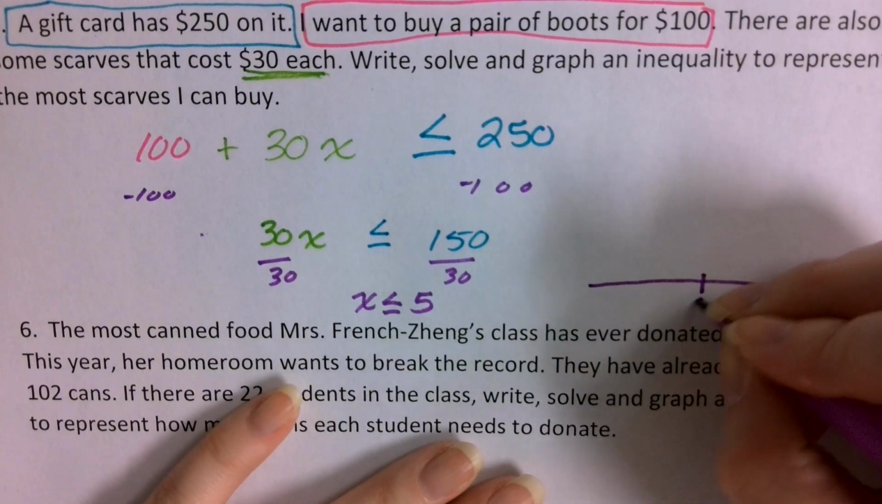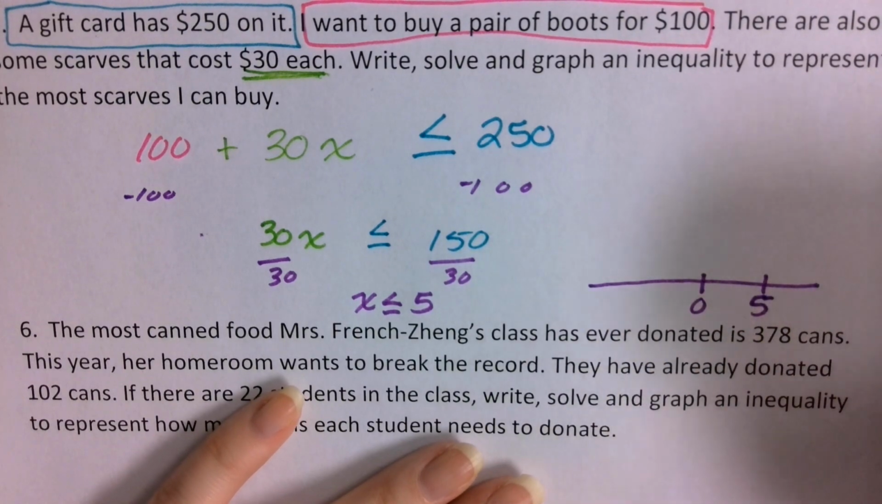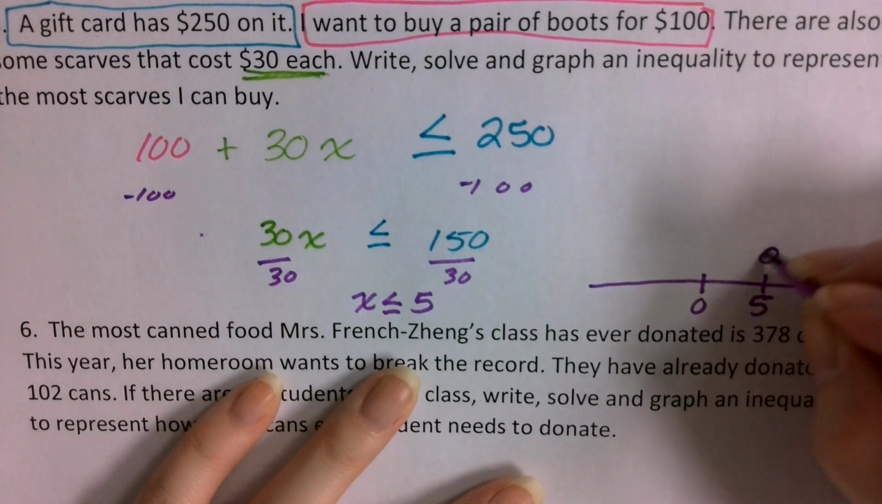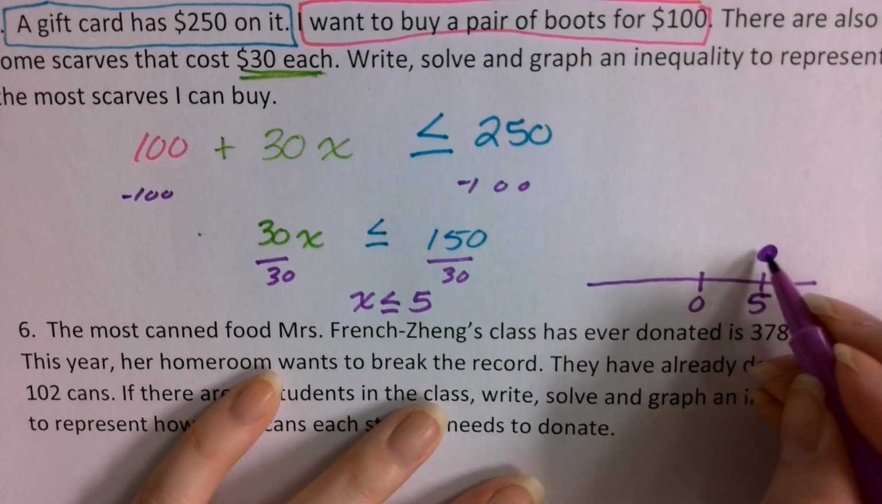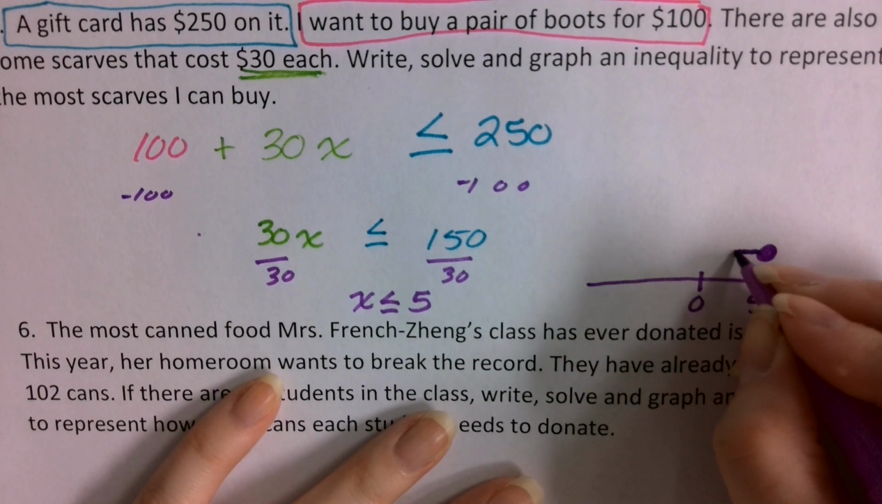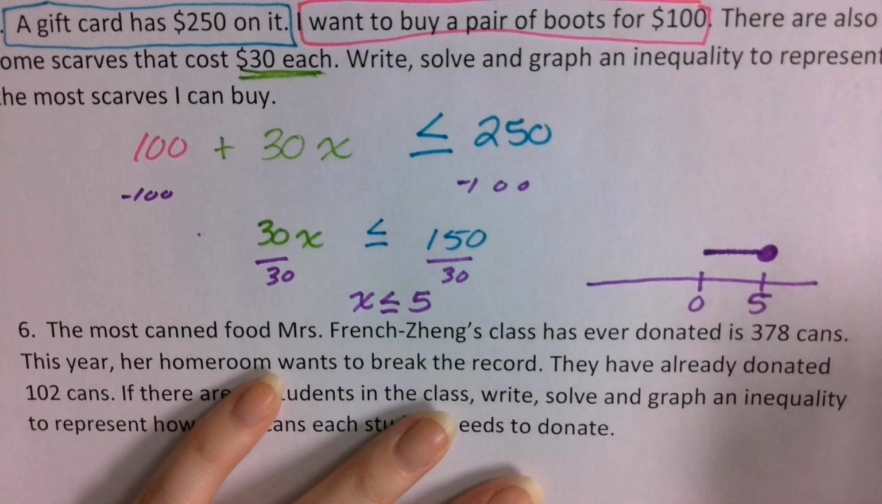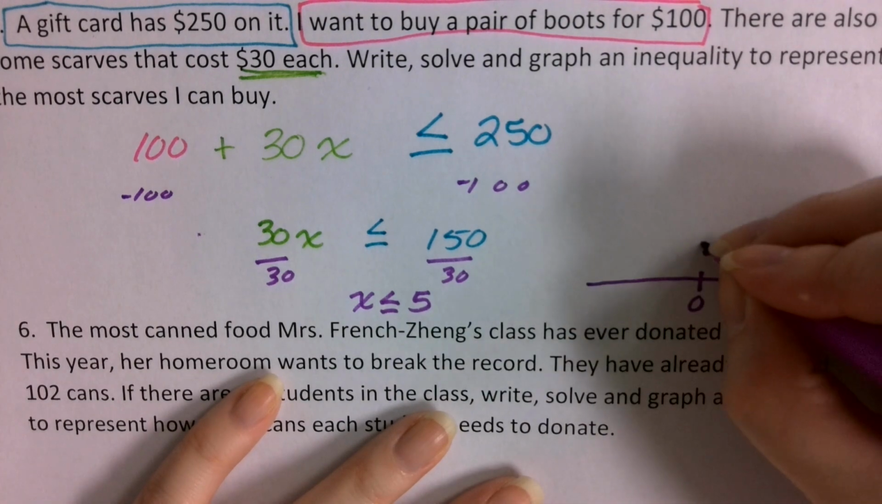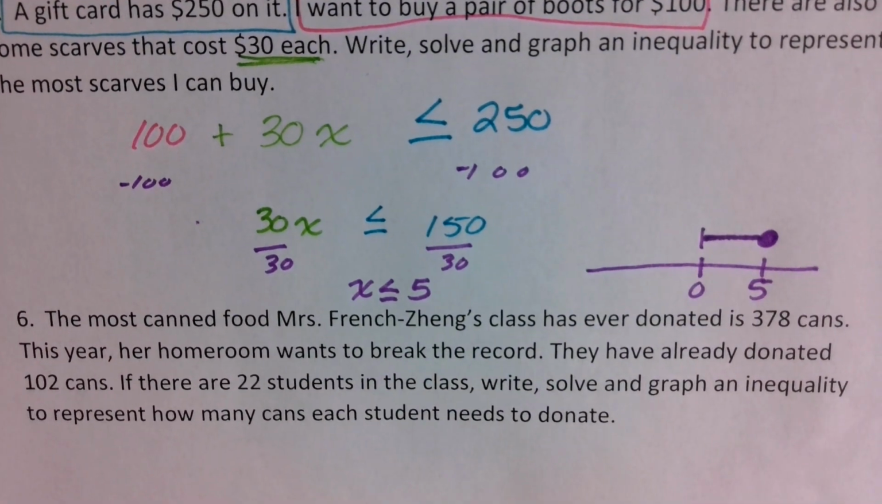If I graph it, open or closed circle? Closed, right? It's got that equal to sign. Am I going to graph it to the left or to the right? To the left. Here's the thing. Can I go past 0 though? Can I buy a negative amount of scarves? No. That's the cutoff. Okay?